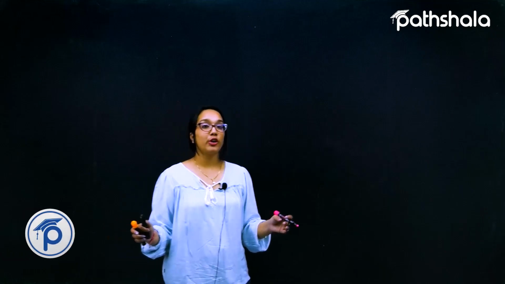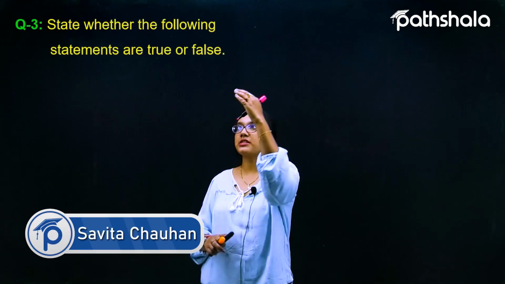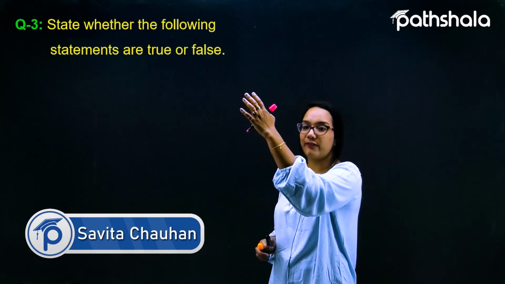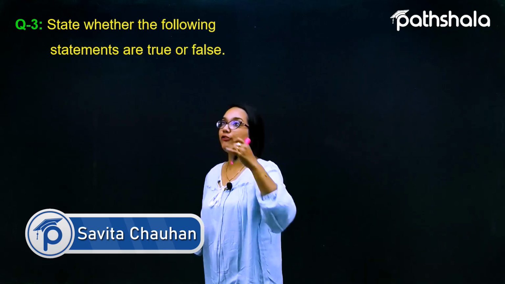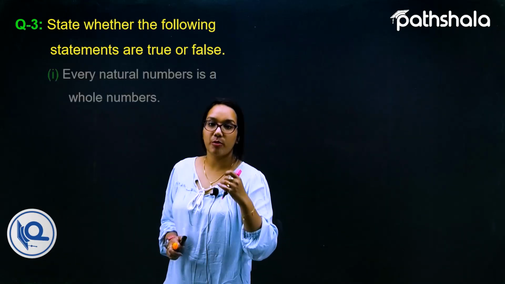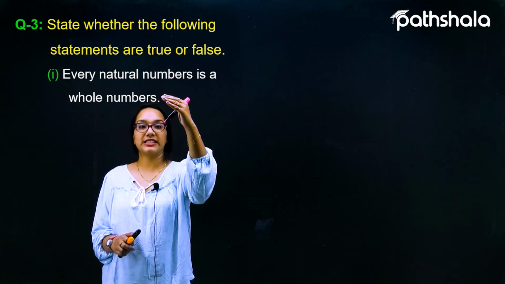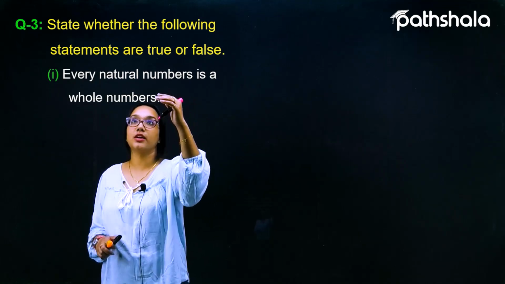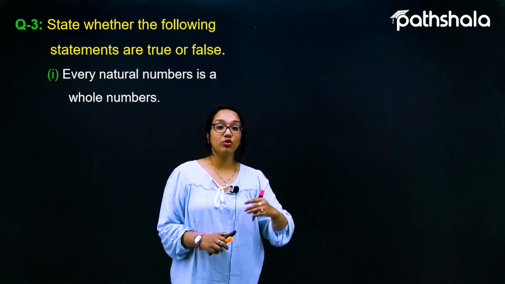So let's just move on further toward the third question, and the third question says that state whether the following statements are true or false. So let me just talk about the very first statement. The very first statement says that every natural number is a whole number. So is it true or false?